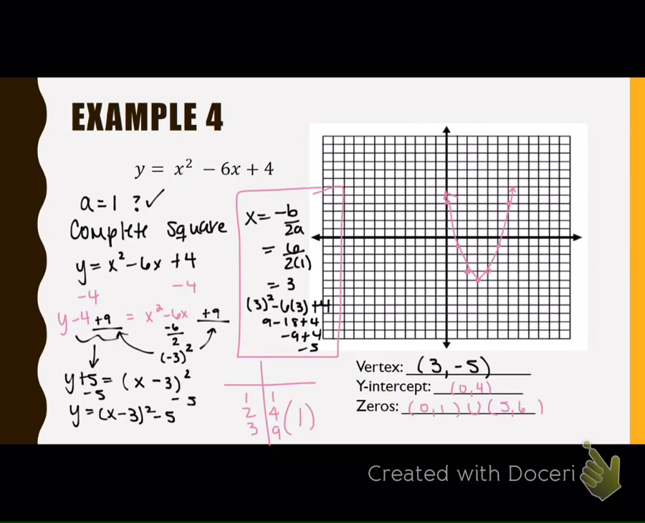In vertex form, you can see the vertex. In standard form, you cannot see the vertex. You can see the a value in both of them is the same. Vertex form does not give you the y-intercept like standard form does. So there are certain things that are good about each form.